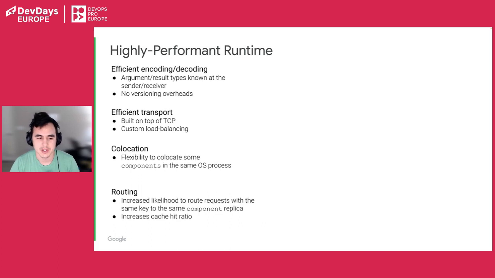Next is co-location. I showed this a bit when we talked about the config. It's the ability to say, I want to run these two components in the same OS process. And when they do that, they communicate via direct method call. So there's no overhead at all of serializing any arguments or returns.